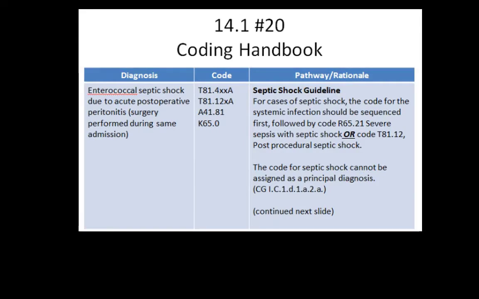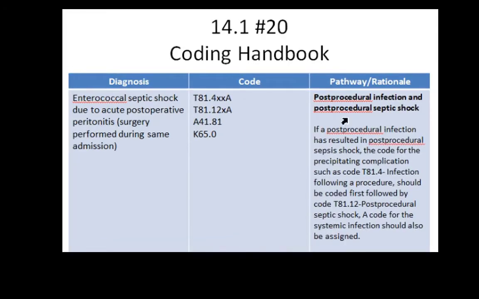Also in this guideline, it tells us that the code for septic shock cannot be assigned as a principal. And this one is so long I have to have a second slide, because it also uses this particular guideline for post-procedural infection and post-procedural septic shock. That's hard to say. Because it tells us exactly how we sequence these codes. If a post-procedural infection has resulted in post-procedural septic shock, the code for the precipitating complication, such as code T81.4-, infection following a procedure, should be coded first, followed by code T81.12-, post-procedural septic shock. A code for the systemic infection should also be assigned.